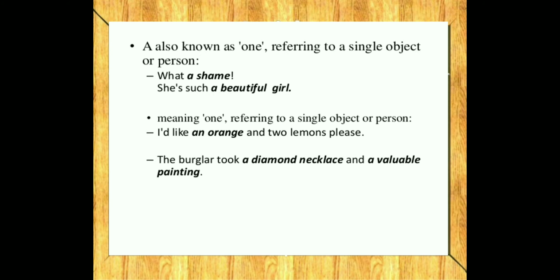A, also known as one, referring to a single object or person. For example, what a shame. She's such a beautiful girl. So, one refers to a single object or person, and there also we can use a or an depending upon the sound. I would like an orange and 2 lemons, please. The burglar took a diamond necklace and a valuable painting.